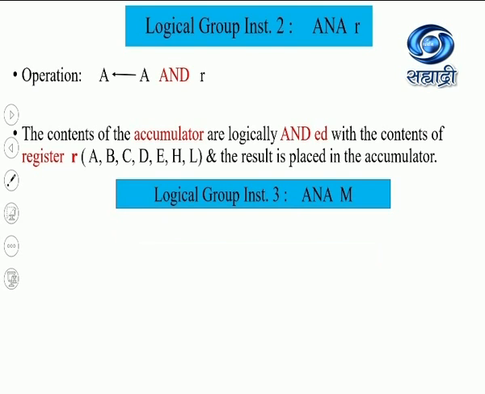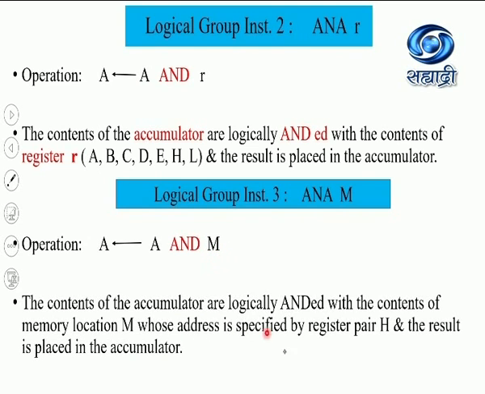Logical group instruction 3, that is ANA M. So based on logical AND operation, one more instruction is available. In this instruction, contents of accumulator are logically ANDed with contents of memory location whose address is specified in register pair HL, and the result is placed in accumulator. So based on logical AND operation, there are three instructions: ANI data 8-bit, ANA R and ANA M. Depending on where your data is, you can use the corresponding instruction.